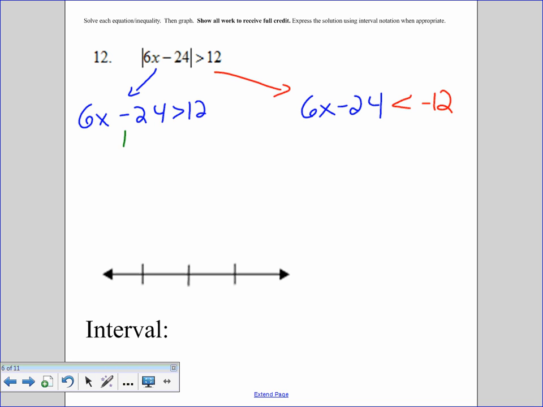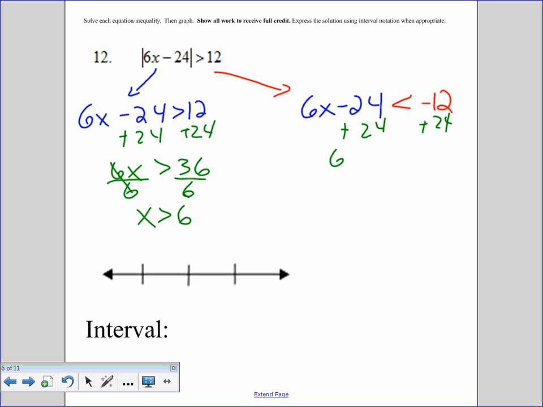And they solve the same. Add 24 to both sides, you'll get 6x is greater than 36. Divide both sides by 6, and you'll get x is greater than 6. Same thing, add 24 to both sides, and I'll get 6x is less than 12. Divide both sides by 6, and I'll get x is less than 2.